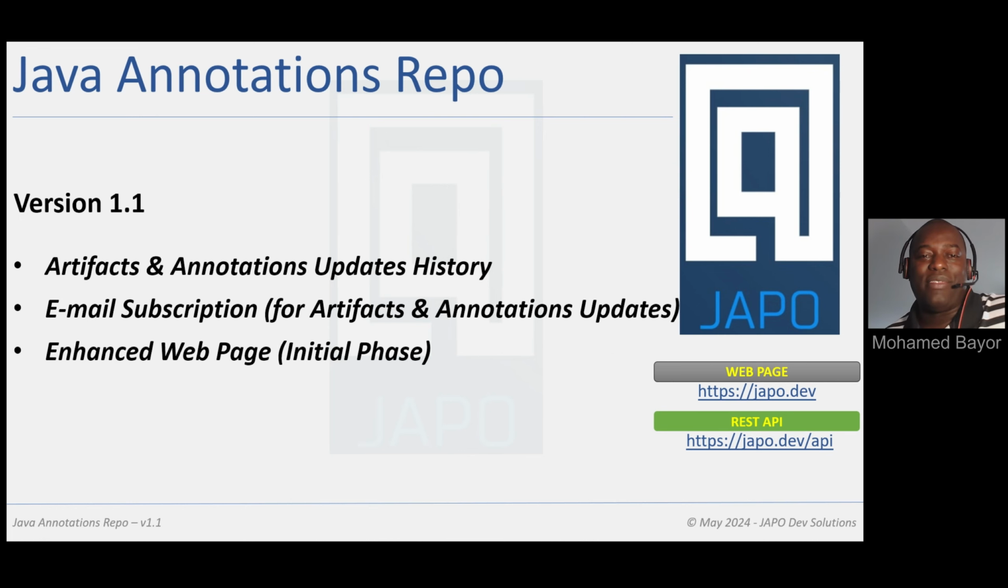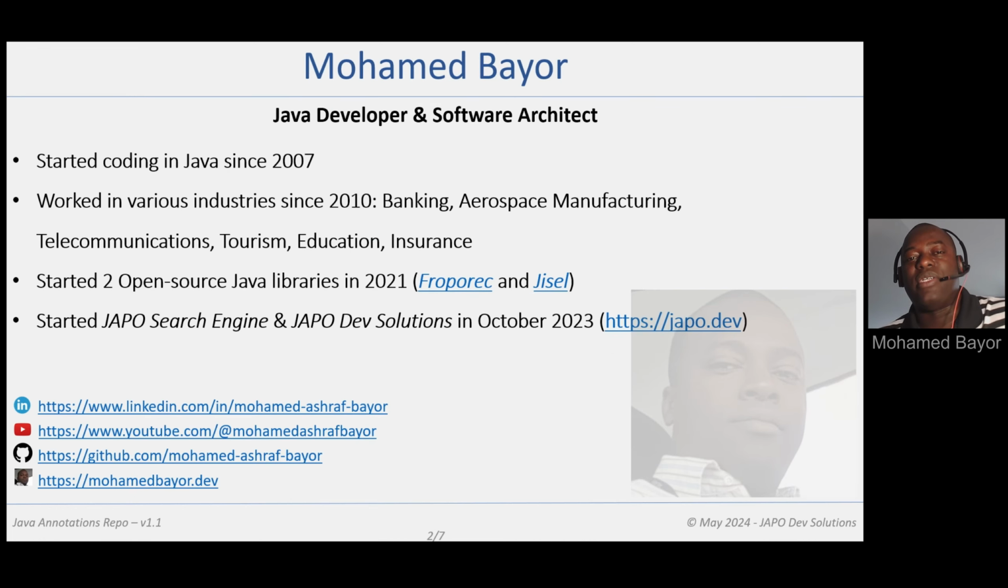My name is Mohamed. I am a Java developer and software architect. Putting together some years of experience in Java development led me to start two open source projects back in 2021. And then from October of 2023, I also started JAPO and put together a very small team of passionate Java developers.